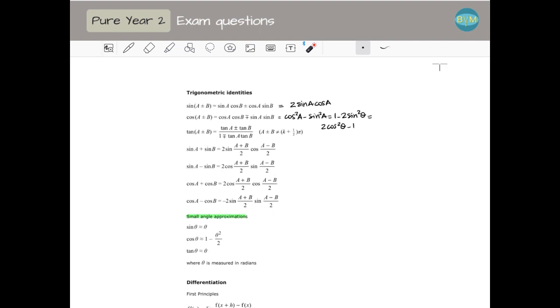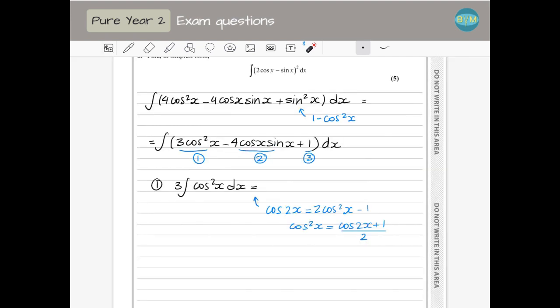Yeah, this is in the formula booklet, but not like that. So in the formula booklet, you have the double angles, the addition angles, so cos of a plus b, and it's very easy to deduce the double angle, but it's not in the formula booklet itself. So what we are going to do is to write that 3, I'm going to get the 2 out as well, so 3 halves, and then I have cos 2x plus 1. And now it's very simple because I know how to integrate cos 2x.